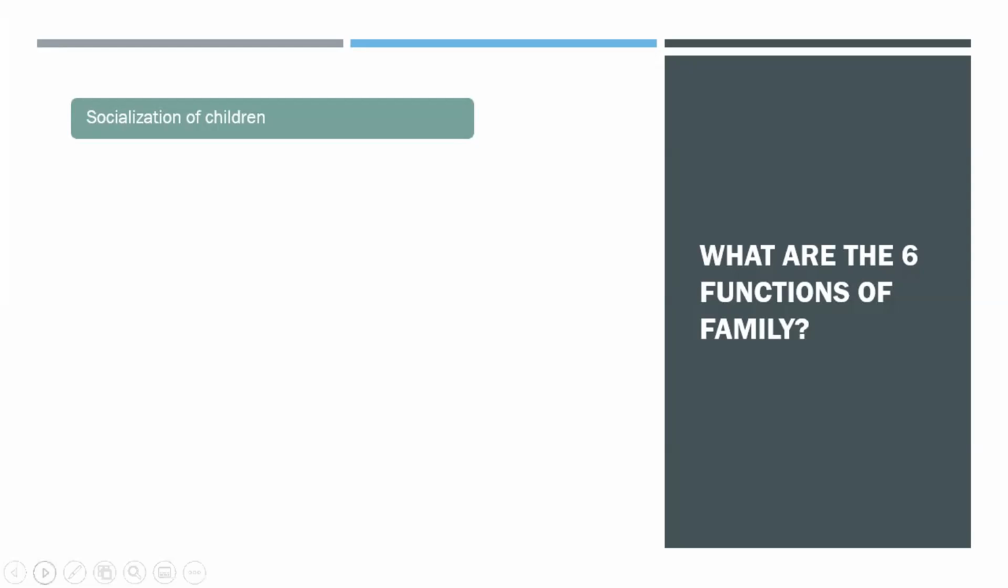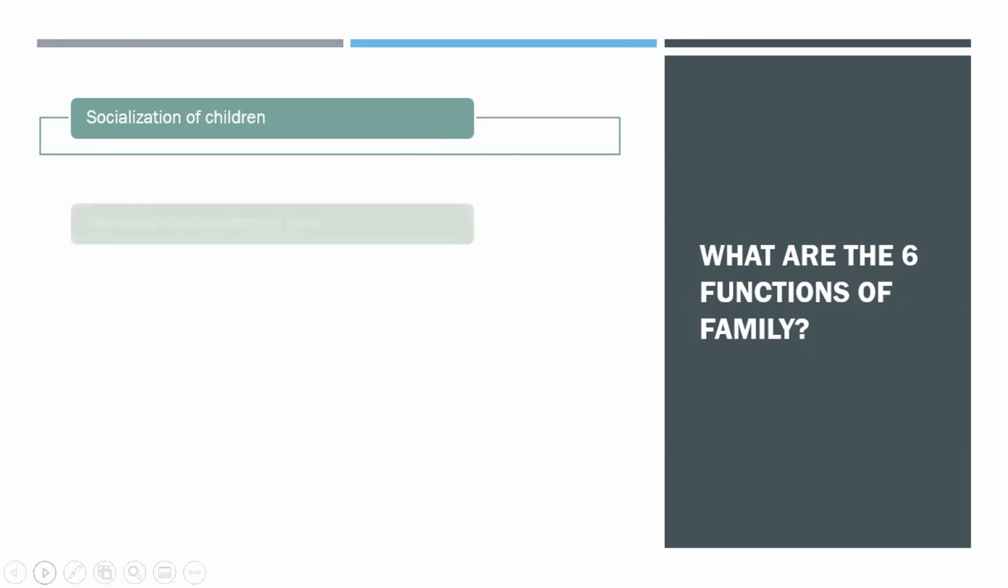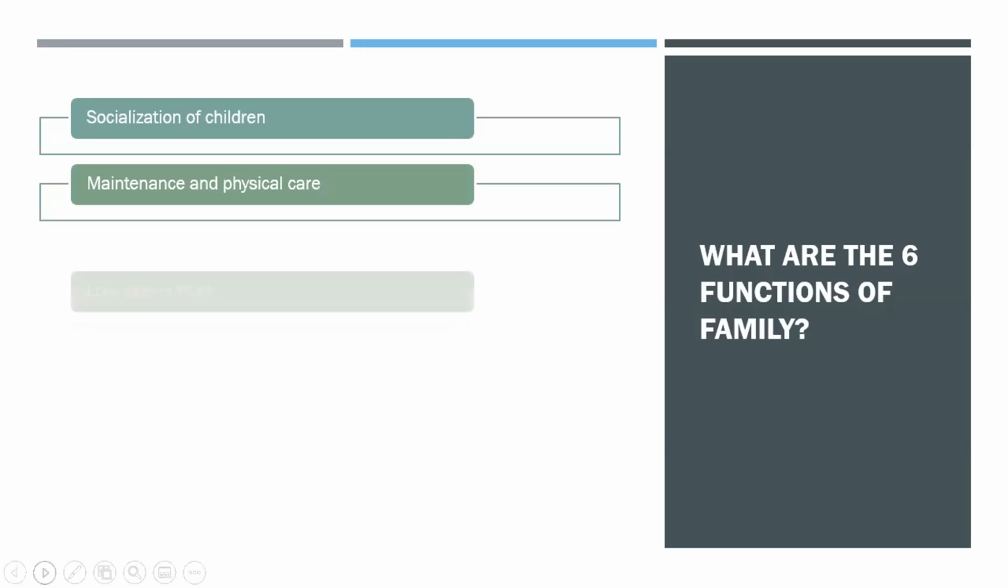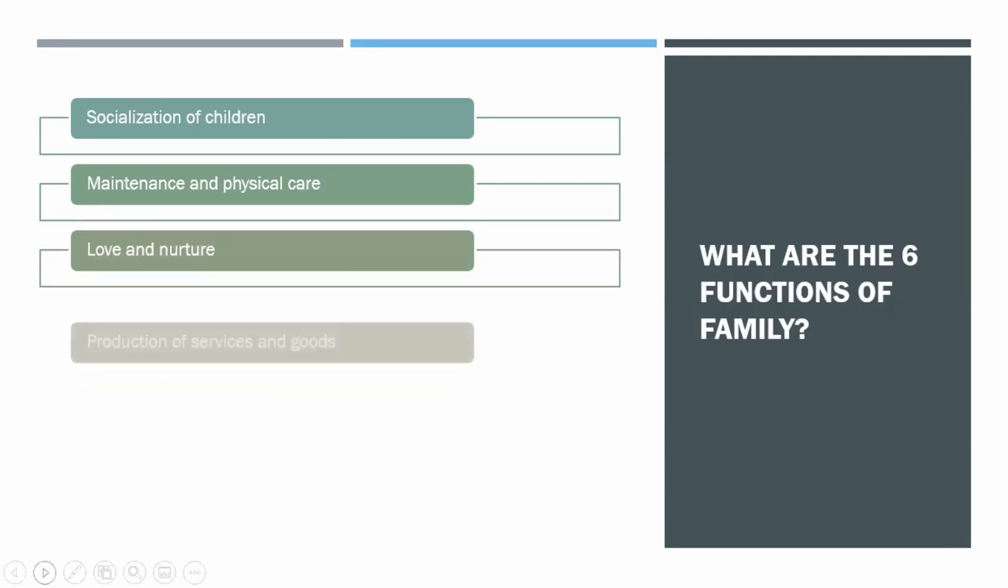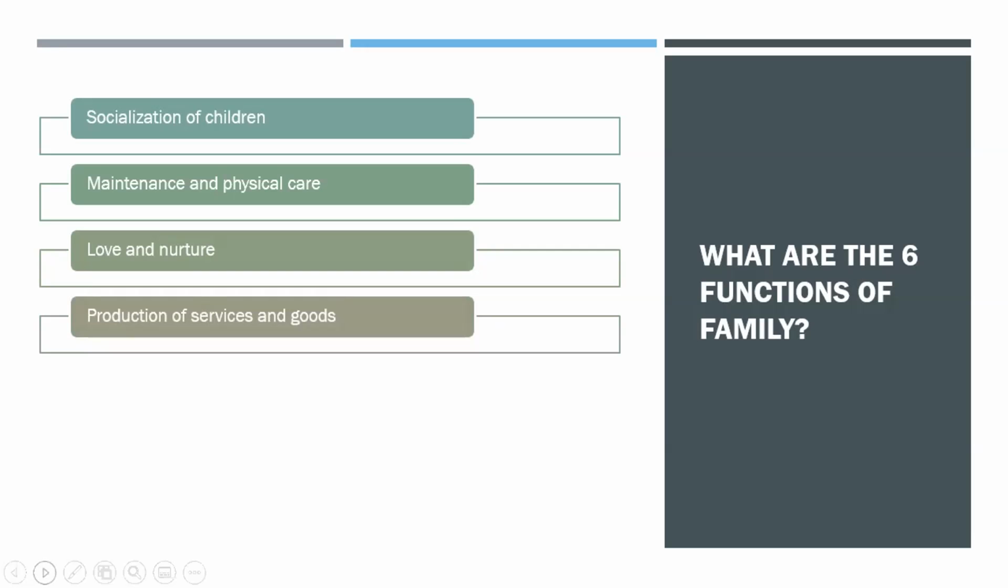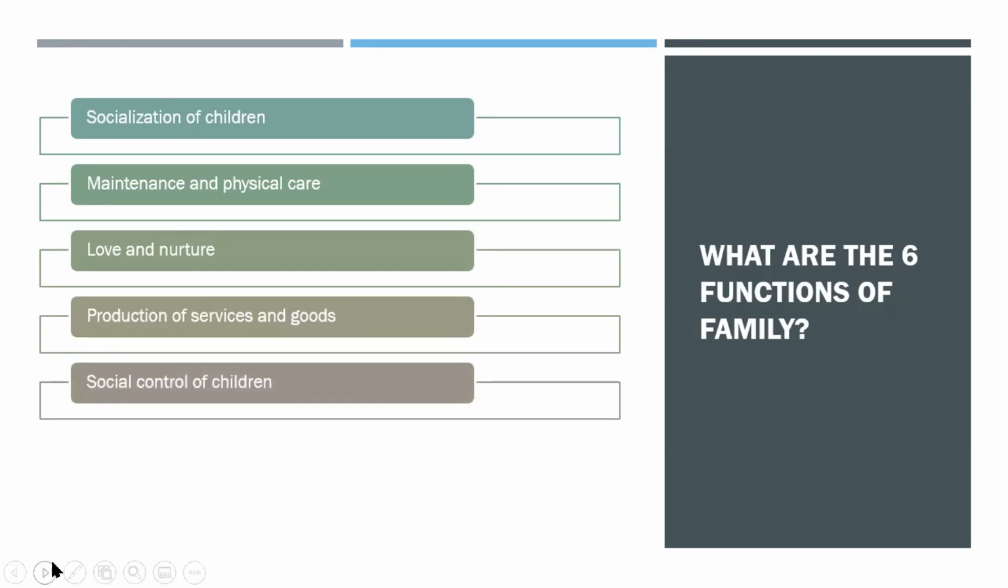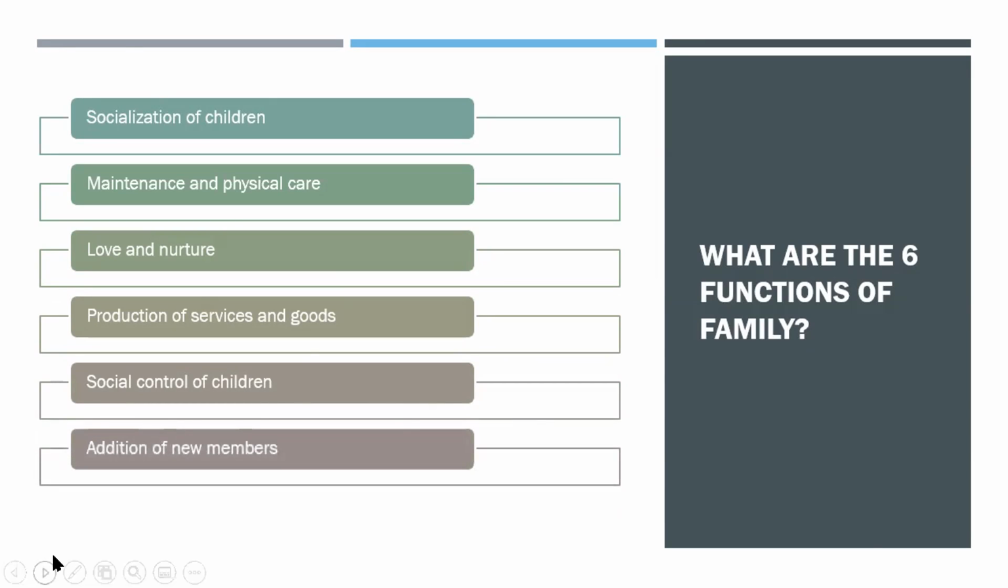There we go. So 6 functions of the family are going to be socialization of children, maintenance and physical care, love and nurture, production of service and goods, social control of children, and addition of new members. And it makes family sound really boring, doesn't it? These are just, when you talk about functions, this is what research breaks down in terms of why people have children. And so it's interesting.